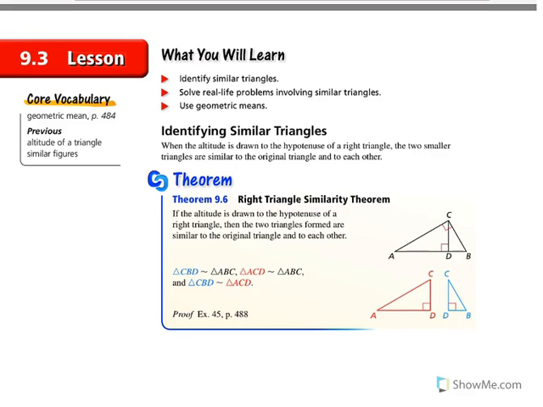Okay, today you're going to be learning about 9.3. We're going to be talking about the geometric mean. The altitude of a triangle and similar figures are things that you should already know.